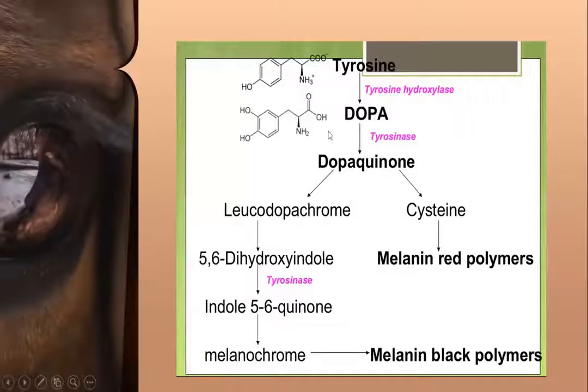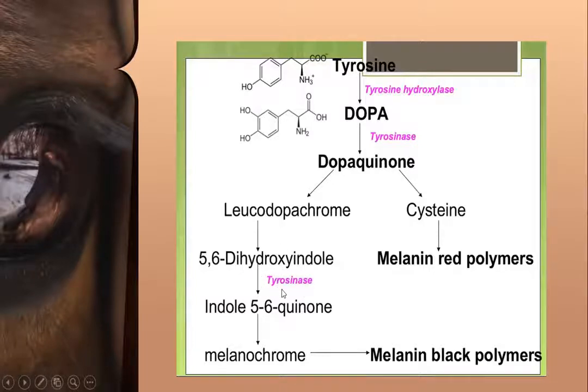Now, this is actually a very important and easy diagram, just to make sure that slides are easy for you. Tyrosine hydroxylase enzyme converts tyrosine into dopa and dopaquinone, and after a few steps like leukodopachrome, 5,6-dihydroxyindole, indole 5,6-quinone, then melanochrome forms, and melanochrome converts into melanin, black polymer. Here you can observe the tyrosinase function.